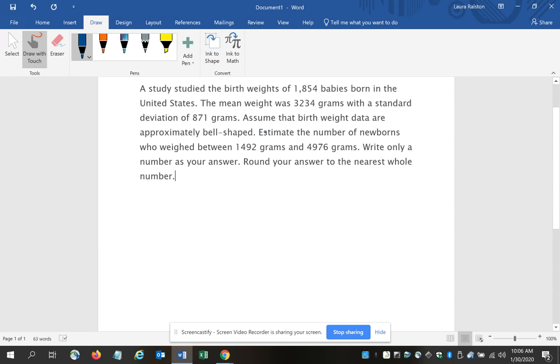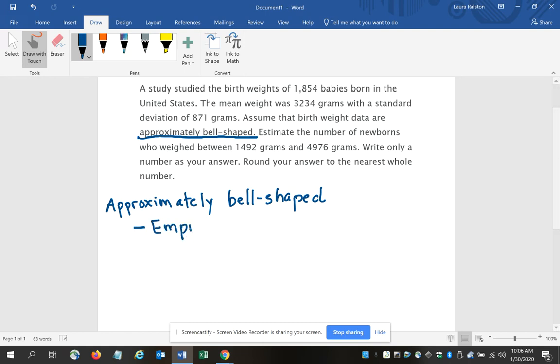And there's a couple of things that are important to think about as you're reading through this problem. One is it is approximately bell-shaped. The fact that it is approximately bell-shaped is a clue that I can use the empirical rule to estimate the number of newborns. If it were not bell-shaped, you would have to use Chebyshev's. So we're going to employ the empirical rule here.